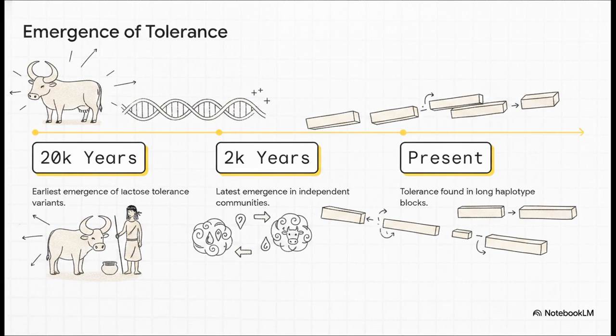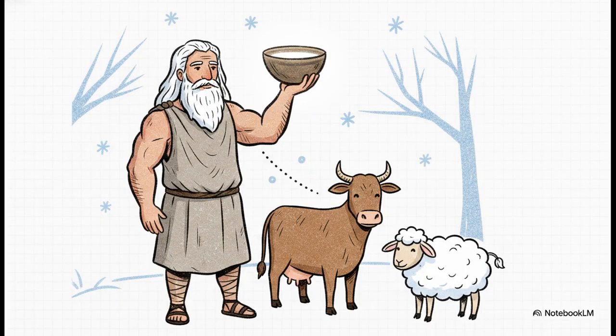And remember what we learned about linkage disequilibrium just a few minutes ago? Well, in present-day populations, the genetic variants for lactose tolerance are found in noticeably long haplotype blocks. That is the smoking gun confirming they spread rapidly and aggressively through the human gene pool. So why did this specific variant catch on like wildfire? The essential catalyst was livestock.